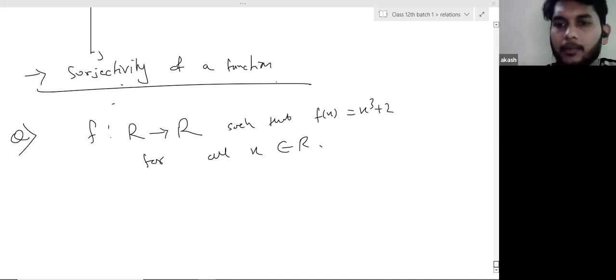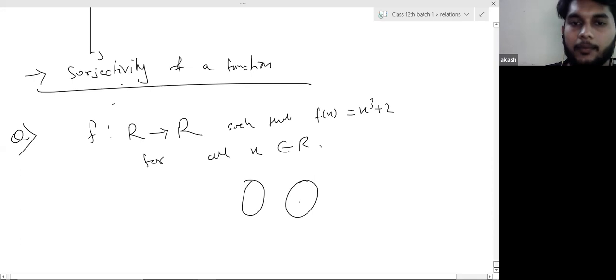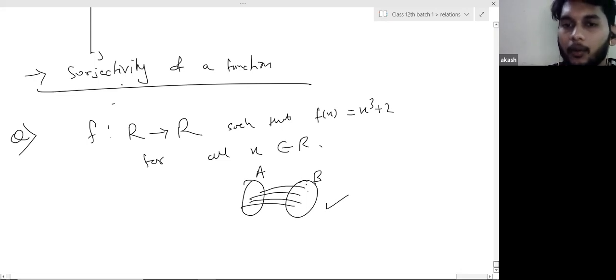So in layman's language, what we say? If all the elements of set B are connected to at least one element of set A, then this is onto, right? All the elements of B should be related to A. This is onto function in easy language. All right. Shekhani, this is clear?